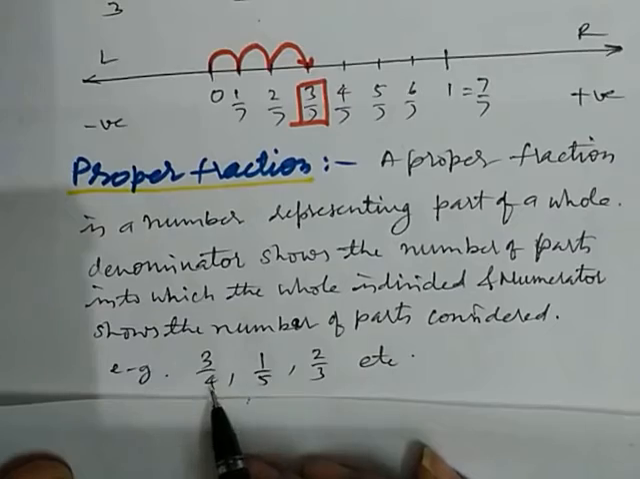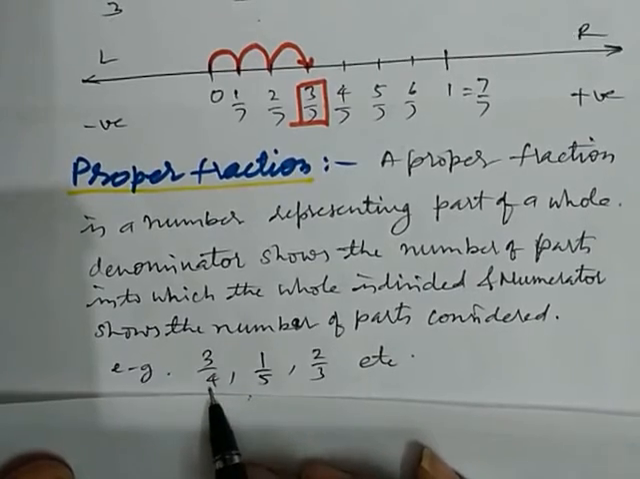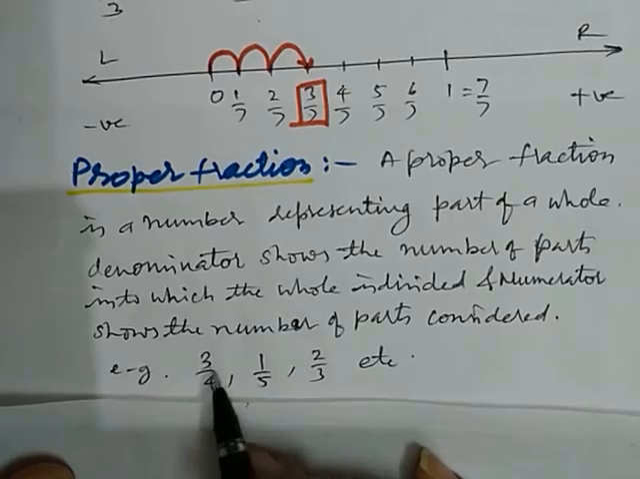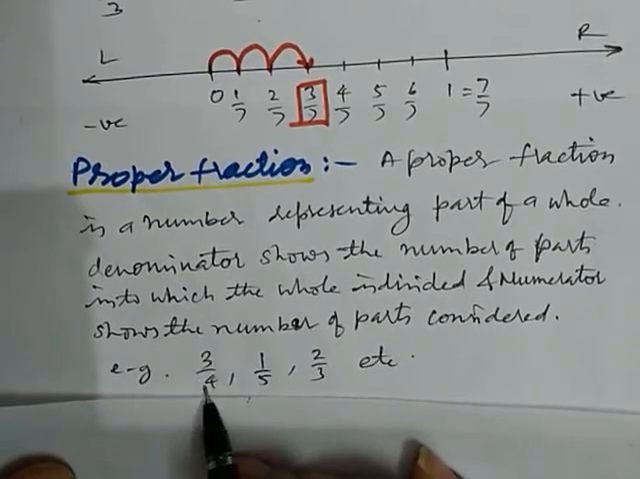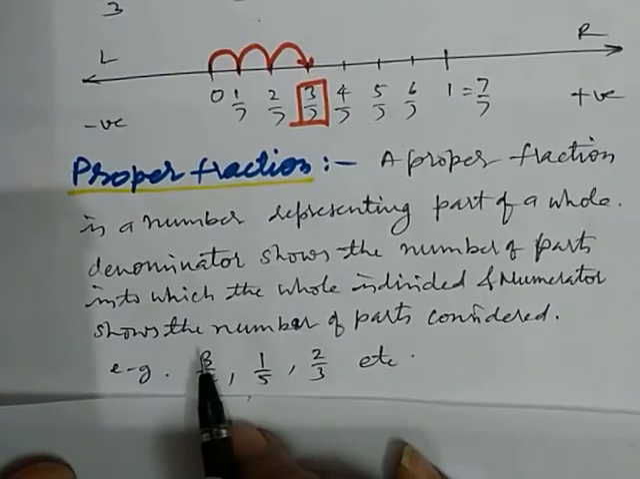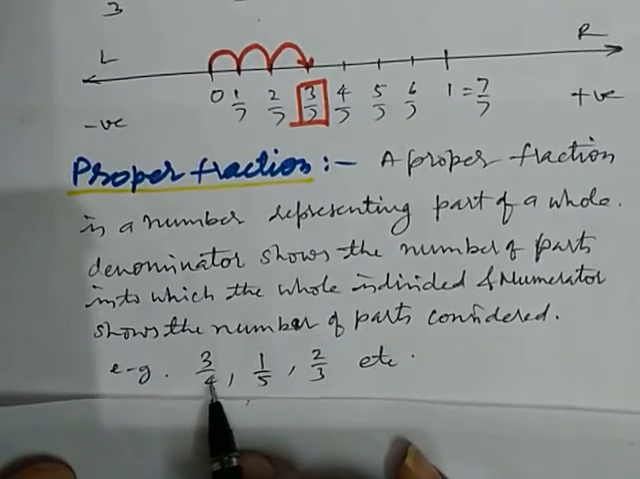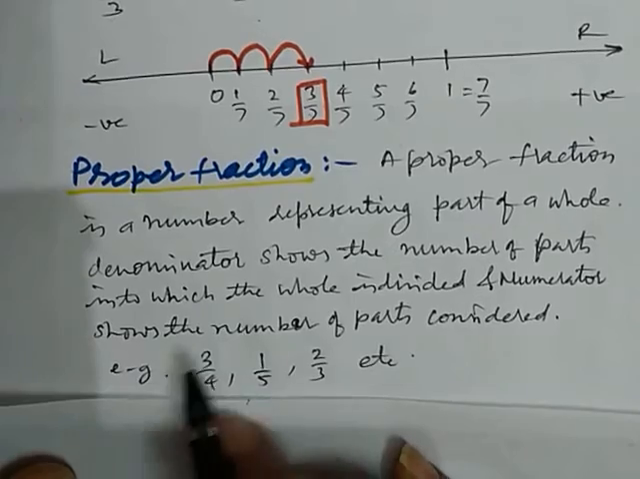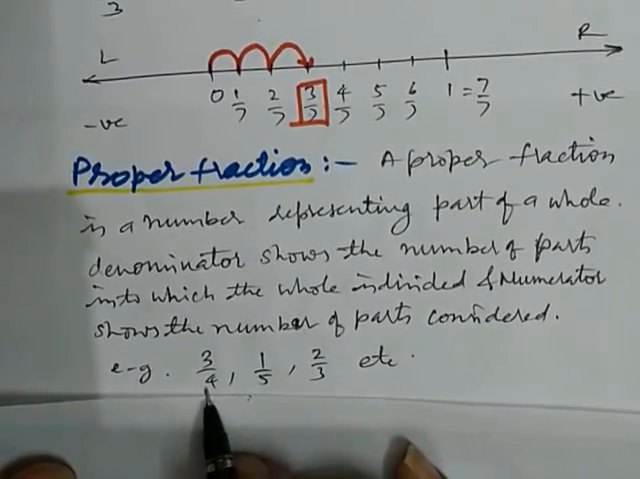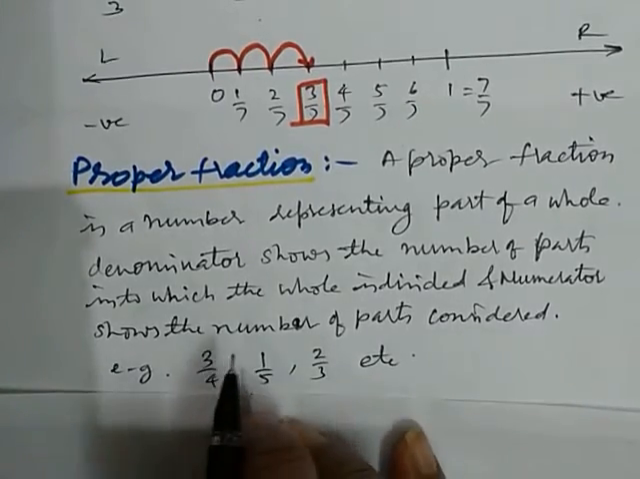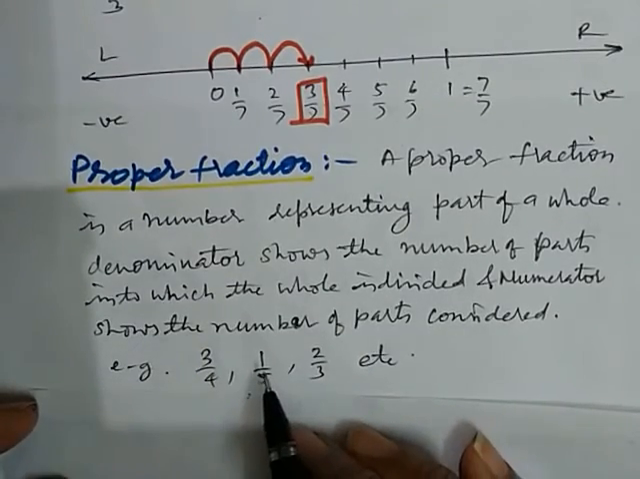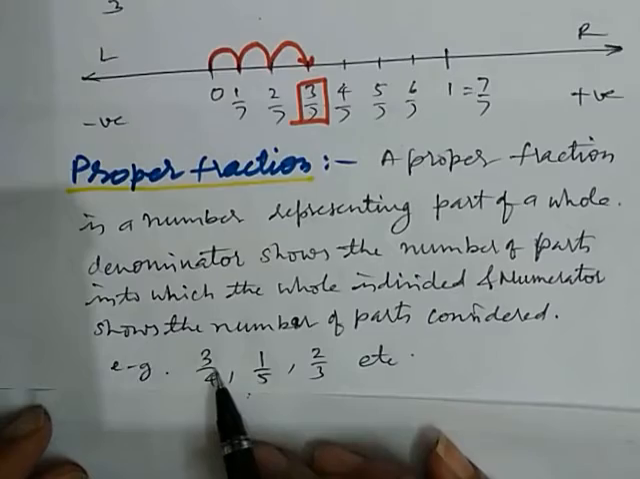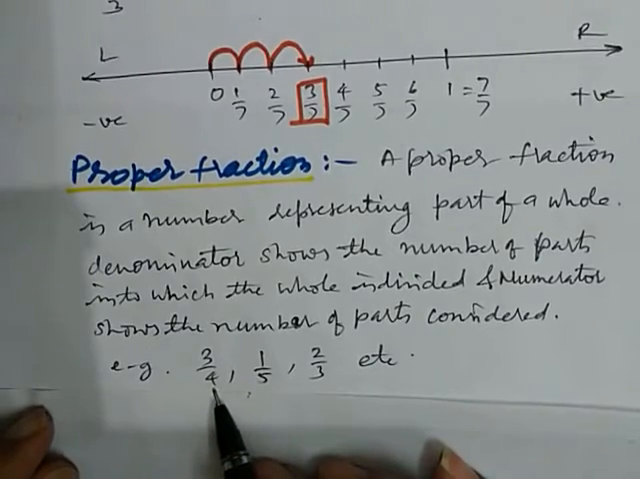What does it mean? There are 4 total parts which represent the whole, and we have to consider 3 of them. So 3 by 4 means 3 parts are considered from the 4 parts of a whole. This way we can express the proper fraction. In a proper fraction, the numerator is less than the denominator. Always remember.